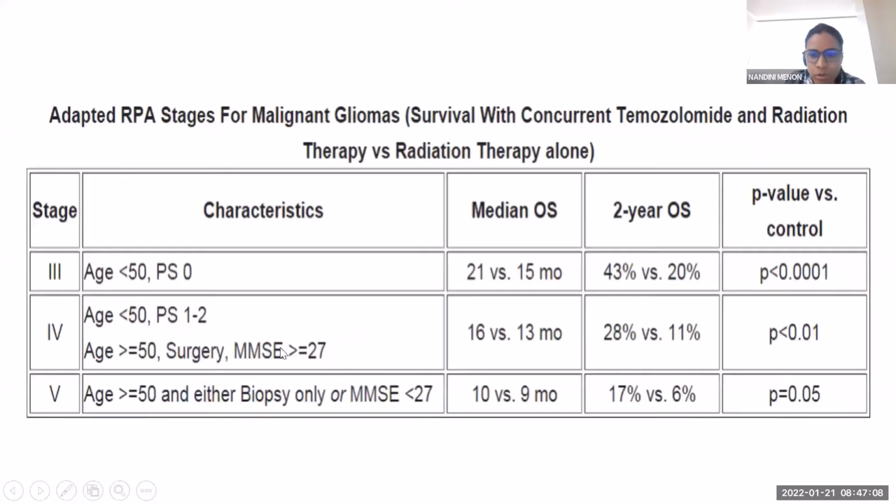So this is in the temozolomide era, and it has definitely improved in the temozolomide era from 15 months to 21 months, even compared to radiation with temozolomide and radiation alone. So again, temozolomide has improved outcomes, but as you can see, the older the patients with more neurological deficits and less resection, that is only biopsy as compared to a better resection, the survival comes down.